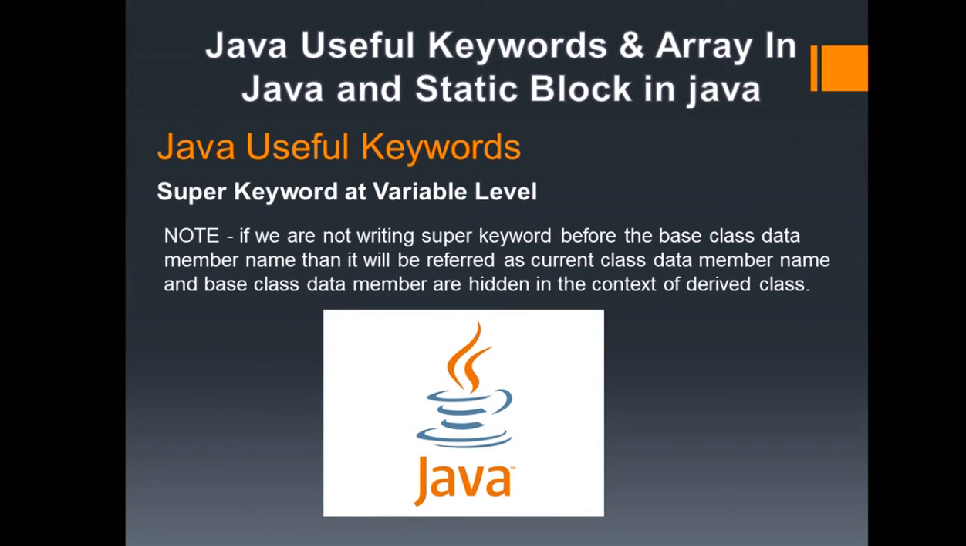Note: if we are not writing the super keyword before the base class data member name, then it will refer to the current class data member name, and the base class data member is hidden in the context of the derived class.